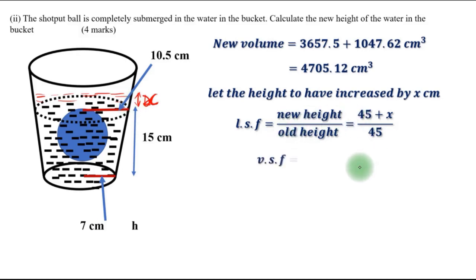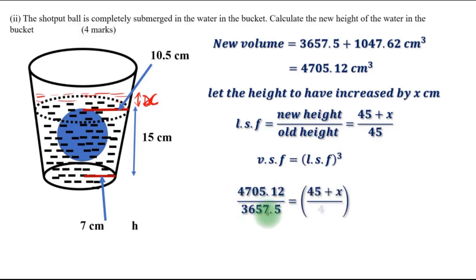So, volume scale factor will be linear scale factor cubed. In that case, it will be 4705.12 all over 3657.5 will be equal to 45 plus x over 45, we cube it. So remember, this is the volume, and volume scale factor will be equal to the linear scale factor cubed. So we work it out, we get 1.2864 will be equal to 45 plus x over 45 raised to 3.